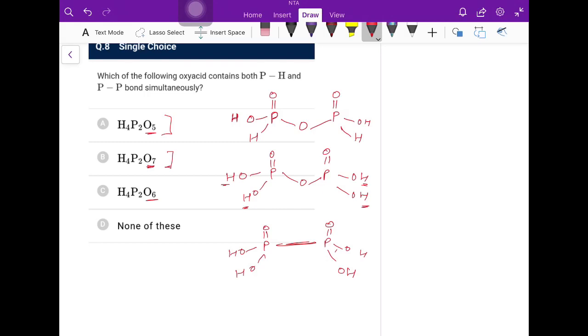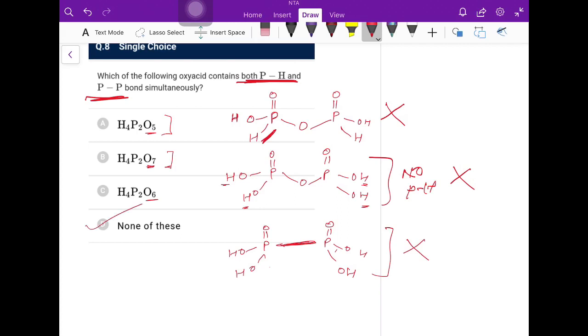So this is the structure of H4P2O5, and we have been asked it should contain both P-H and P-P bonds. So it contains a P-H bond, but there is no P-P bond. Therefore, this is not the answer. Then this does not have a P-H bond. No P-H bond is present here, so this will not be the answer. And this again does not have a P-H bond. This has a P-P bond but does not have a P-H bond, so this cannot be the answer. So none of these is the answer.